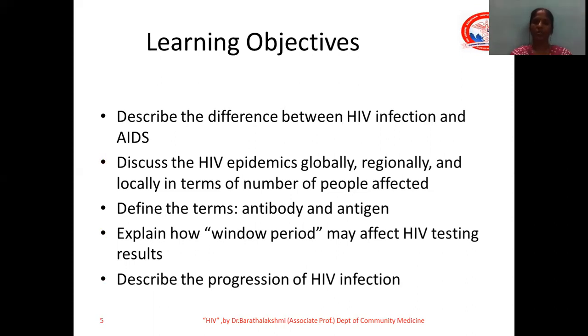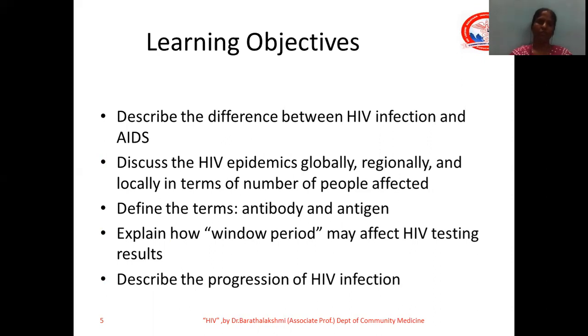When the person's immunity is reduced or the defense mechanism is drastically impaired, then the person gets the signs, symptoms, and all the infections that can occur opportunistically, that can progress to the disease and the full-fledged AIDS syndrome, that is acquired immunodeficiency syndrome. So this progression from infection to the AIDS stage is mainly because of the CD4 helper cell count.